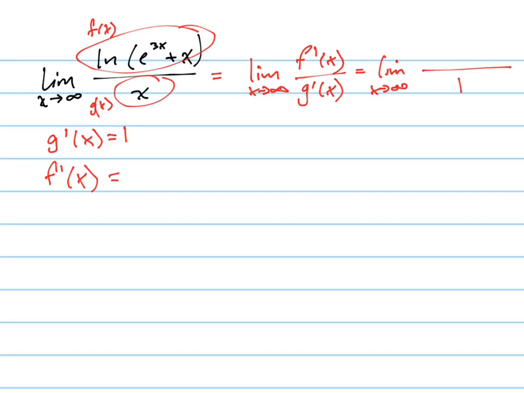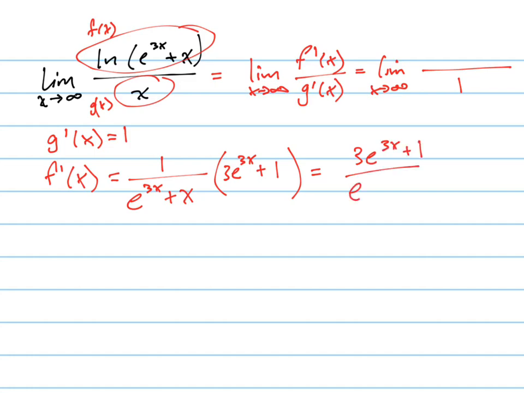Well, how do I find the derivative of the natural log of e to the 3x plus x? It would be 1 over e to the 3x plus x times the derivative of the inside, so chain rule: 3e to the 3x plus 1. Sound right? So that just equals (3e^(3x) + 1) over (e^(3x) + x).